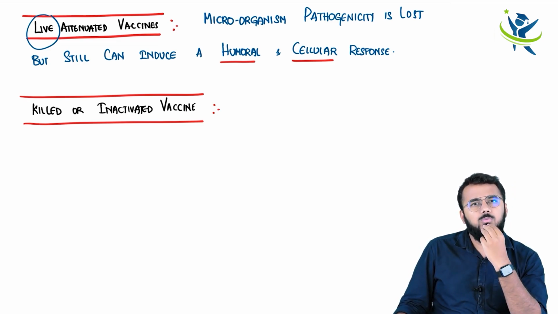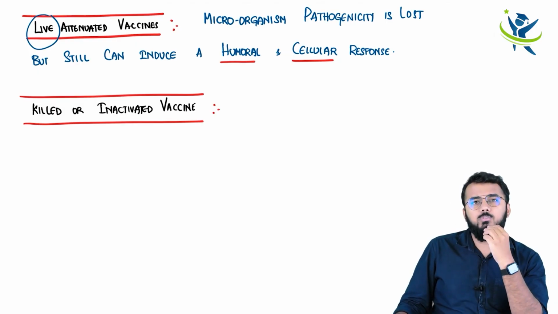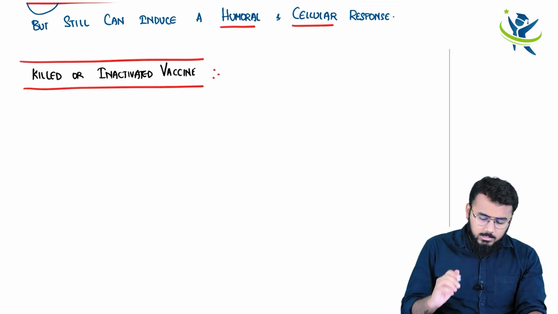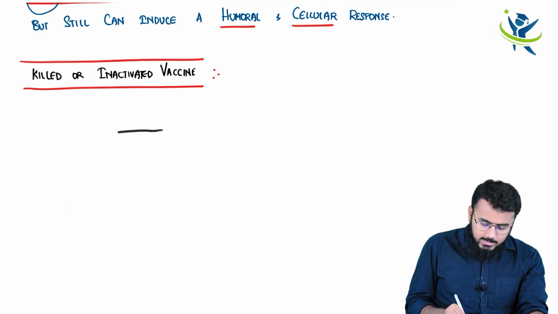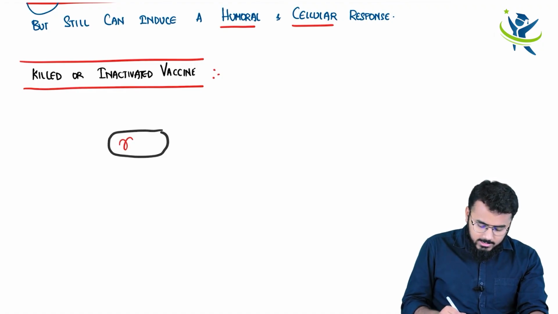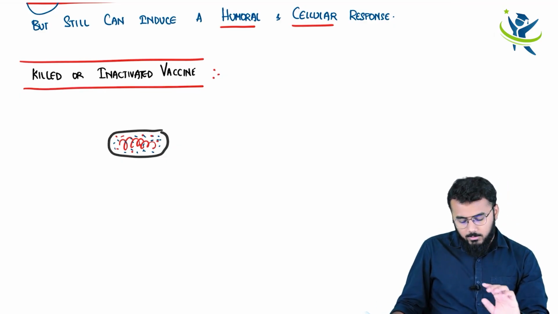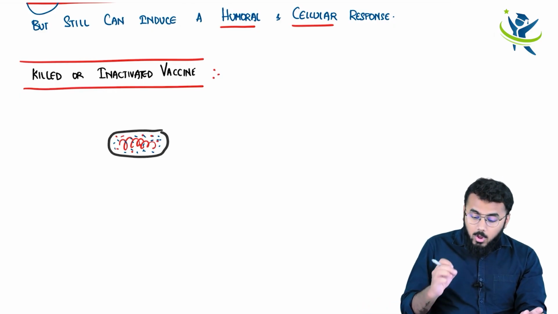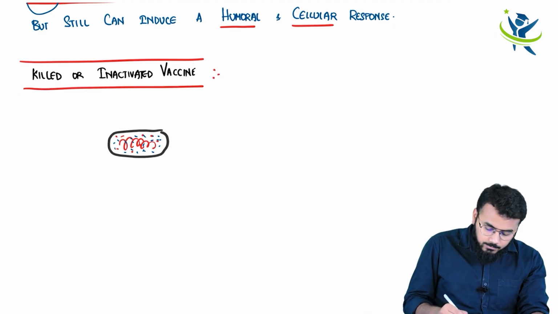Why so? Why only a humoral response? Why will only antibodies react? Because look here, let us say this is an organism, and let us also say that this is some genetic material, some virulence factors inside, some toxins and all, whatever it is. Now this organism is dead. It is not living, it is dead. But on the surface of the organism, you have got some structures like this.